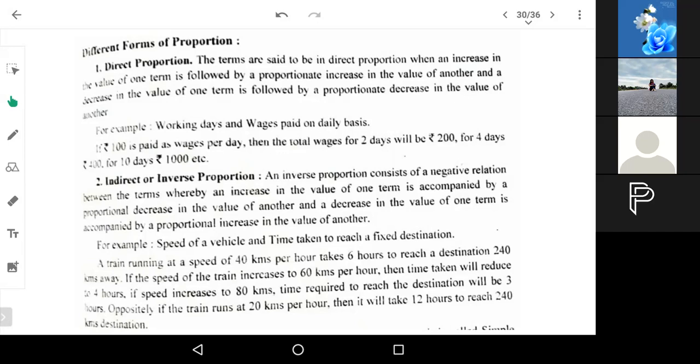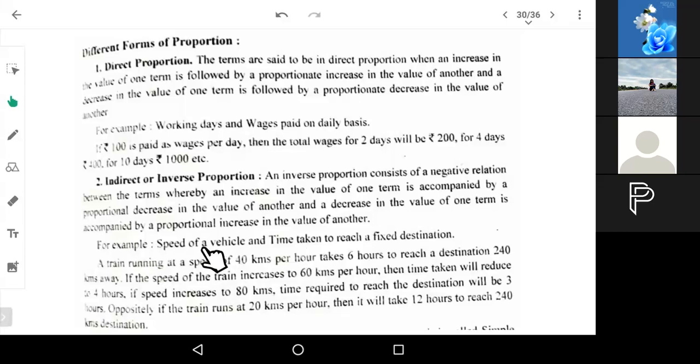Okay. Now next one, indirect proportion or inverse proportion. Now here, if one of the values increases, the other value will decrease. And if one of the values decreases, the other value will increase. Now let's understand with an example.